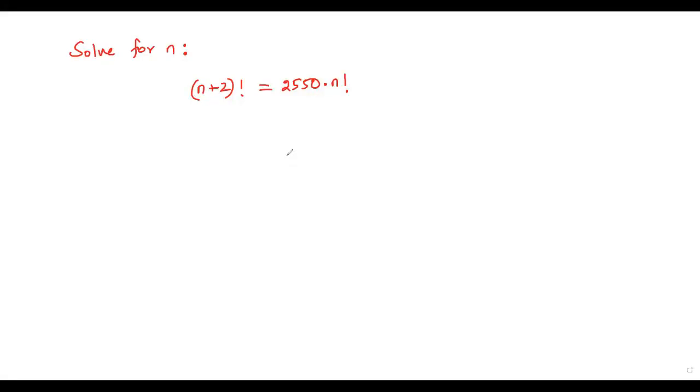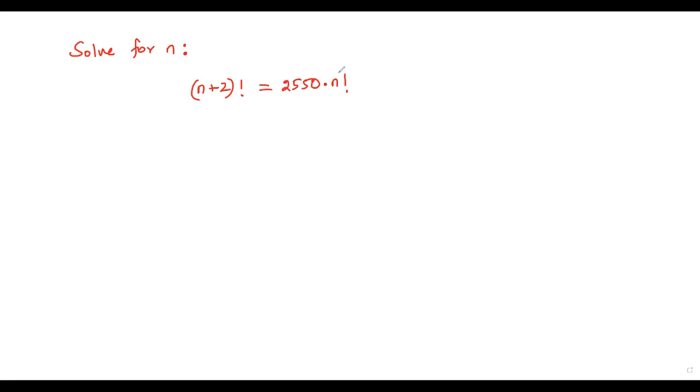Here we have a factorial equation and we have to solve for the variable n. Since we are solving for the variable, n has to appear on only one side of the equation, either on the left side or on the right side. But here the variable n appears on both sides of the equation. So we have to get rid of the variable n on one of the sides.